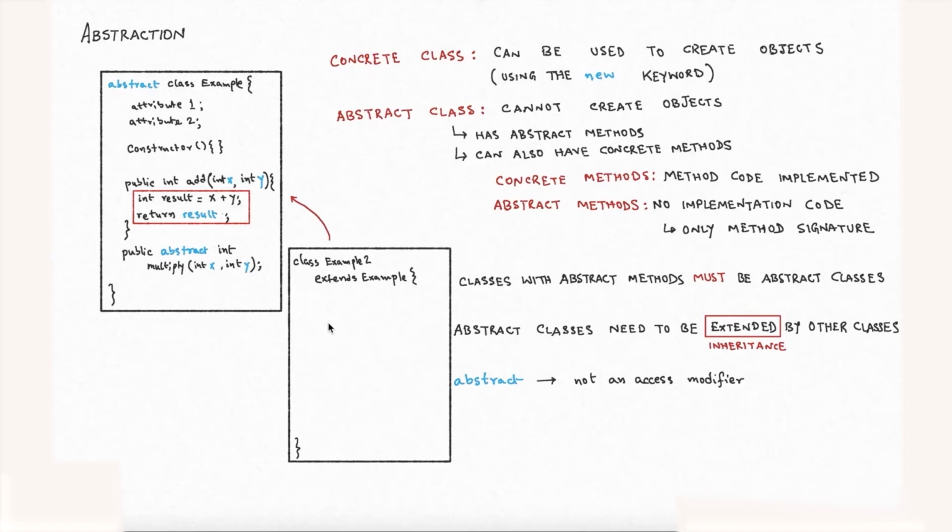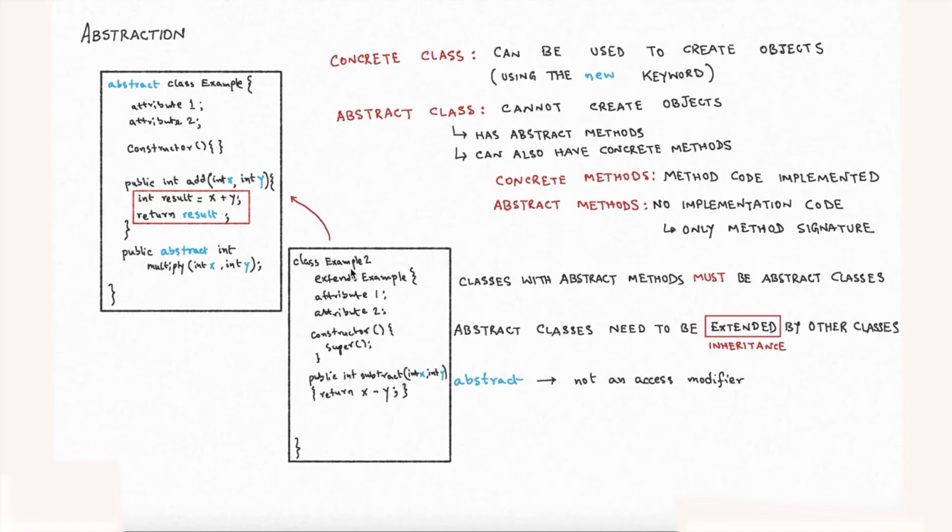Of course, it can also have its own methods. So let's say it has a subtract method of its own. And let's say this is how the subtract method looks. So here, the subtract method has the implementation code, which means that this subtract method is a concrete method.